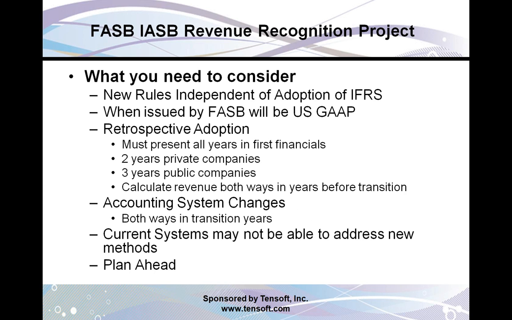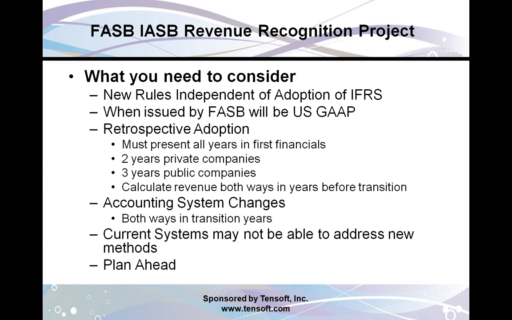So we're just about out of time, but for your takeaway slide, what are you going to need to consider? Well, remember, these new rules are going to be independent from the adoption of IFRS in the United States. They're going to be US GAAP when this exposure draft is finalized. The retrospective adoption is going to be a big deal for you. You're going to need 2 or 3 years of comparable information in the first year of presentation.